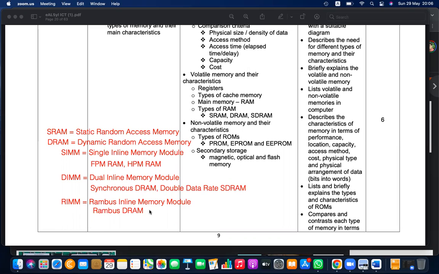Okay, so please write down the SDRAM, SRAM, DRAM. DRAM's 3 categories: SIM, DIM, RIM. SIM examples FPM, HPM. DIM examples SDRAM, DDR-RAM, and RAM bus inline memory. RIM example RAM bus dynamic random access memory. So RAM bus has a special data path from RAM to processor. So that is the specialty.